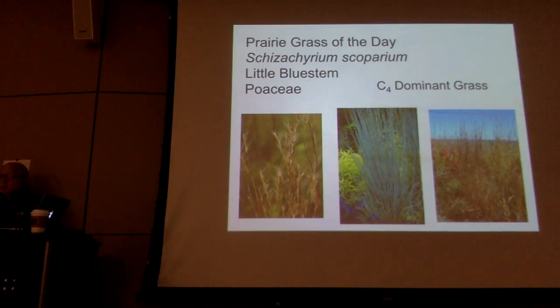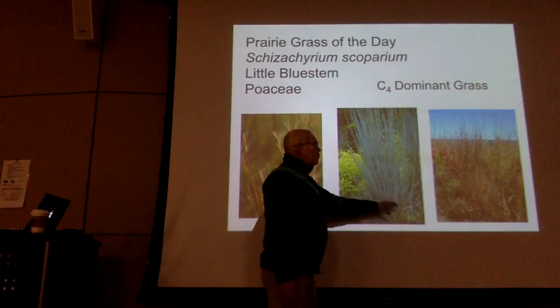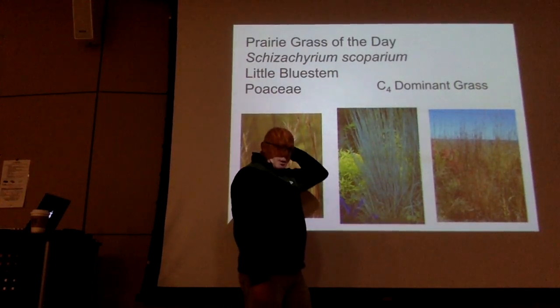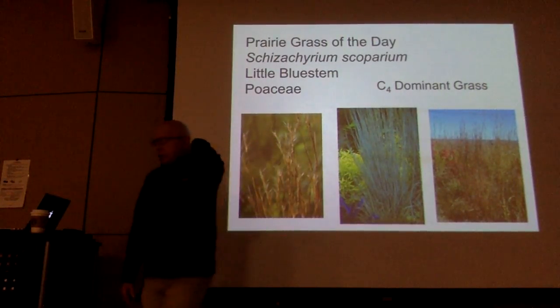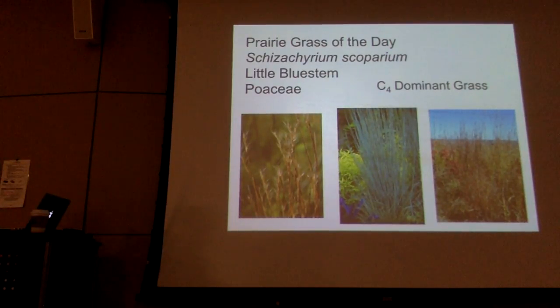Plants and animals of the day. Grass today, Schizachyrium scoparium. This is another C4 dominant grass. It's little bluestem, so it tends to have these bluish sort of stems, in the same way that sometimes big bluestem takes on a bluish or purplish hue. But this is a much shorter stature plant.